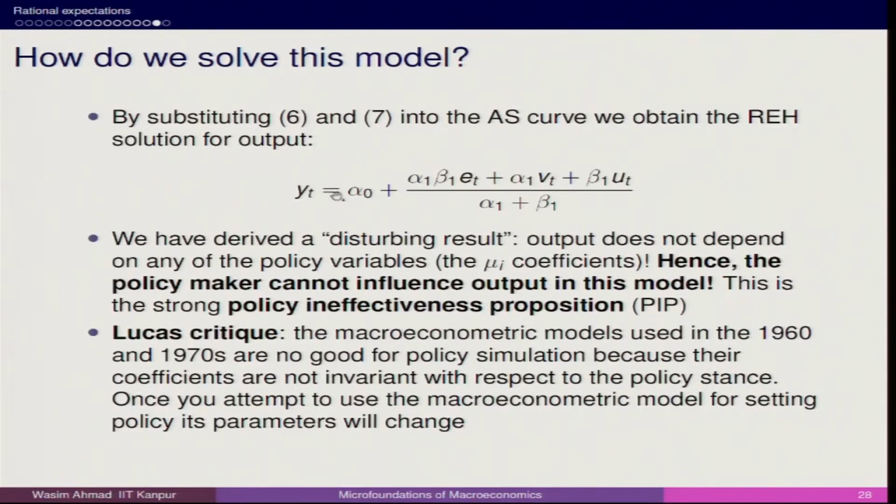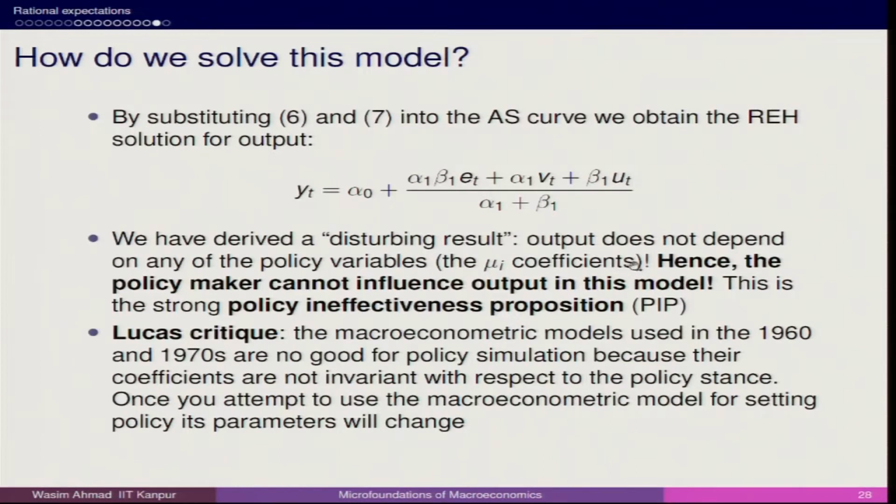Now you will be surprised to see that none of the policy variables are coming here. We have the error term of the money supply rule, not the money supply as such, and then we have Vt and Ut, which means that even if the money supply is increased by the central bank, it is not going to have much impact on Yt, because it is not coming explicitly or revealing explicitly into the final output equation.